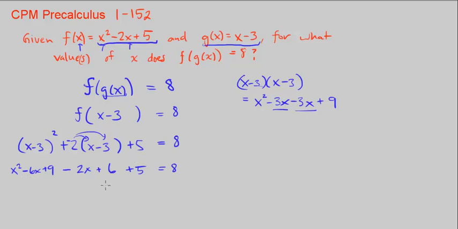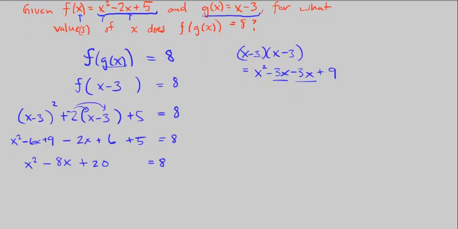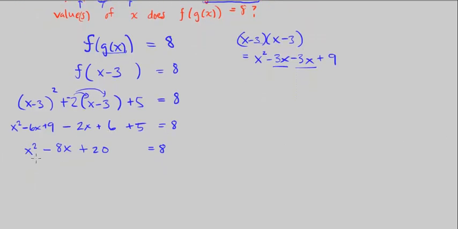Okay? Now let's simplify this by combining like terms. I have x squared. My x terms are negative 6x and negative 2x, so minus 8x. My terms with just constant values are 9, 6, and 5. So 9 plus 6 is 15, plus 5 is 20, equals 8. Okay, so when is this true? Well, it's starting to look like a quadratic equation, right? So I can subtract 8 from both sides, and I get x squared minus 8x plus 12 equals 0.